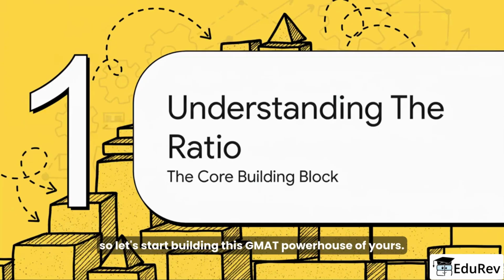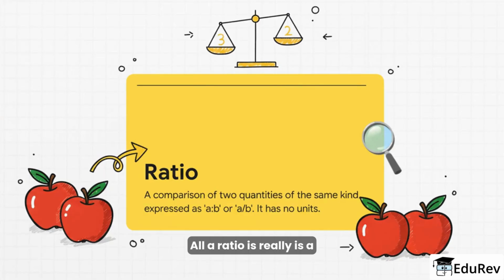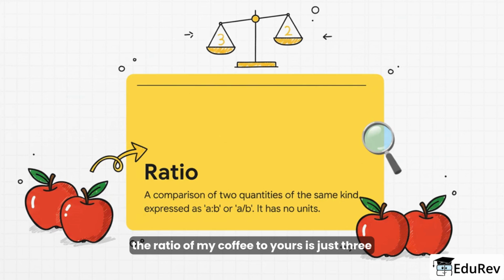All right, so let's start building this GMAT powerhouse of yours. And every great structure has to start with a really solid foundation. For us, right now, that foundation is understanding the ratio. All a ratio is really is a simple comparison. That's it. So if I have, say, 3 cups of coffee and you have 2, the ratio of my coffee to yours is just 3 to 2. Notice there are no units, no cups. It's just a pure relationship.